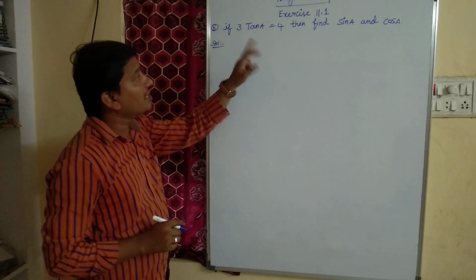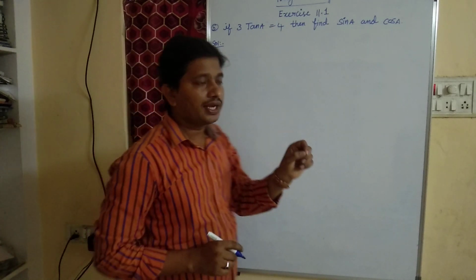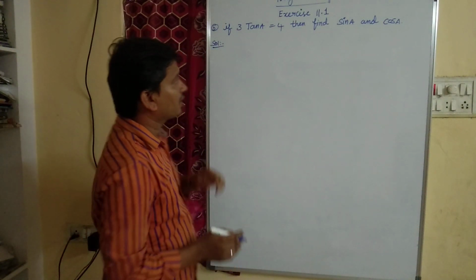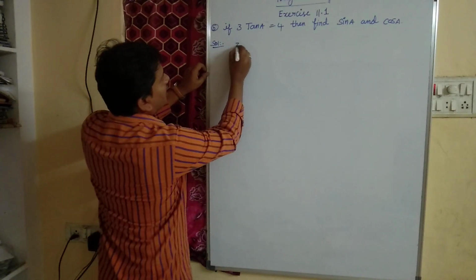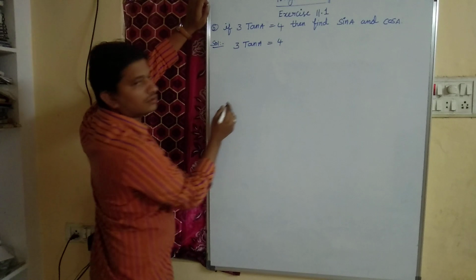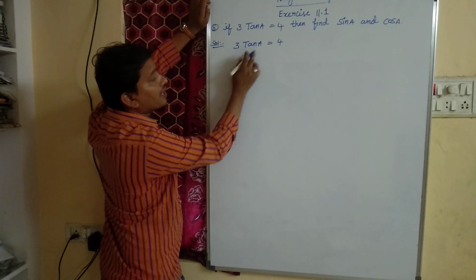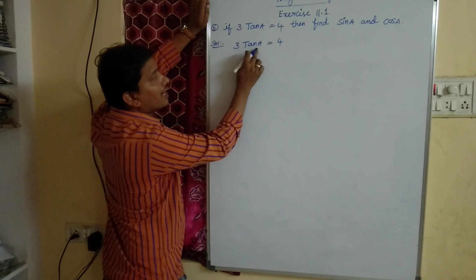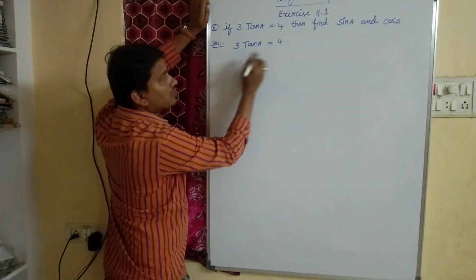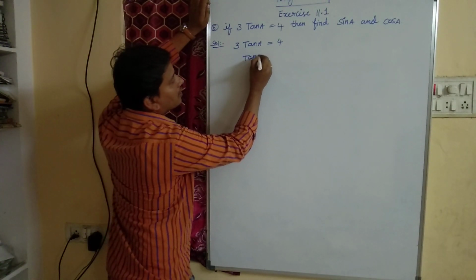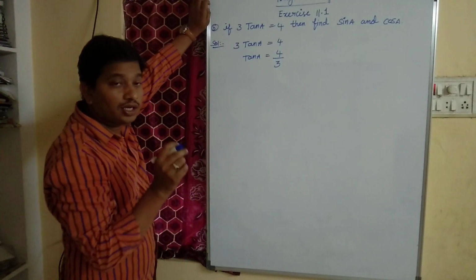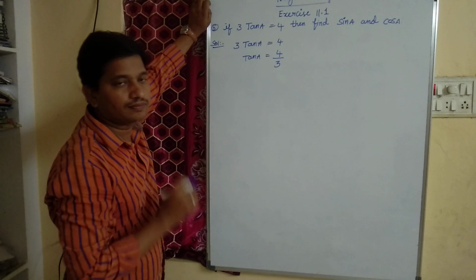Yes, children. Now coming to the fifth question. If 3 tan A equals 4, then find sin A and cos A. Don't get confused, children. What is given? Given 3 tan A equals 4. What is the meaning of 3 tan A? 3 is multiplied by tan A. As 3 is multiplying, if you transpose, it becomes the denominator. So tan A equals 4 divided by 3.